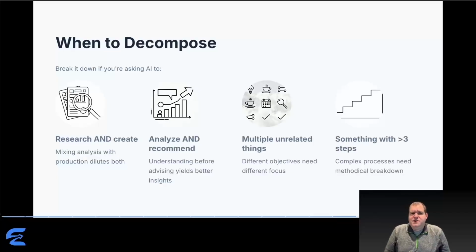So when should you decompose a task? Here are the 4 clear signals. First, if you're asking AI to research and create, these are fundamentally different activities. Analysis needs different patterns than production. Mixing them dilutes both. Separate them. Second, if you're asking AI to analyze and recommend, understanding a situation requires different thinking than advising on it. Do the analysis first, then use those insights to generate recommendations.